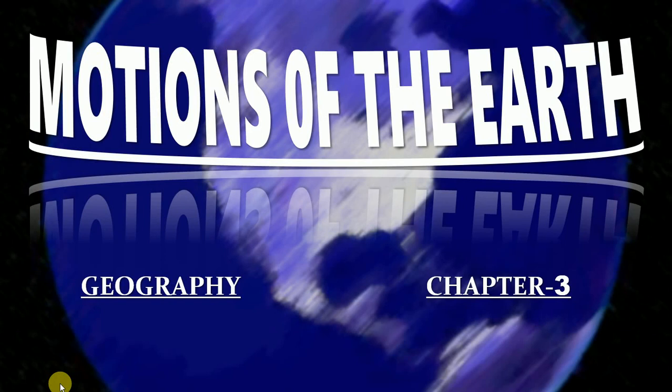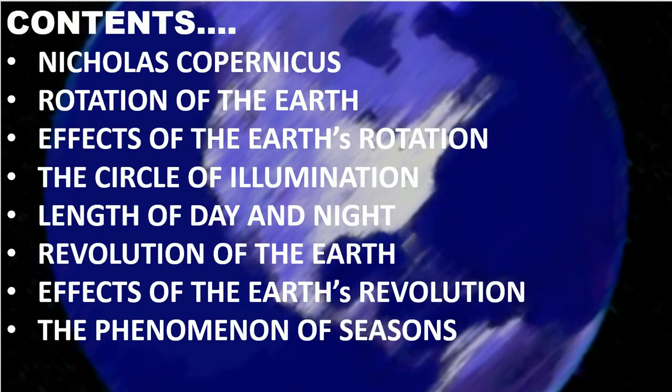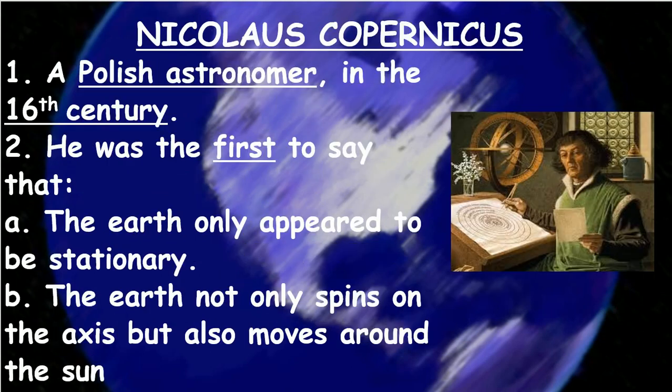Before starting the chapter, let us see the contents and then we'll move on to the chapter. The contents of the chapter are as follows: Nicholas Copernicus, rotation of the Earth, effects of the Earth's rotation, the circle of illumination, length of day and night, revolution of the Earth, effects of the Earth's revolution, the phenomenon of seasons. So let us move on to the next slide.